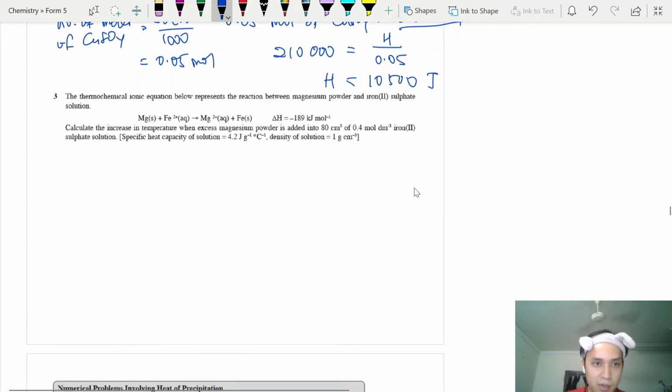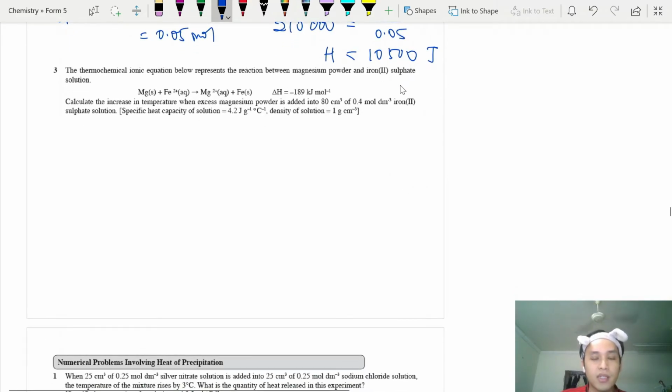Right, one more. Okay, magnesium powder and iron sulfate. Again, this is a displacement reaction. Calculate the increase in temperature, meaning they want you to calculate the theta value. Alright, so how do we calculate? I have the heat of reaction, let me see. The heat of reaction given is this one.